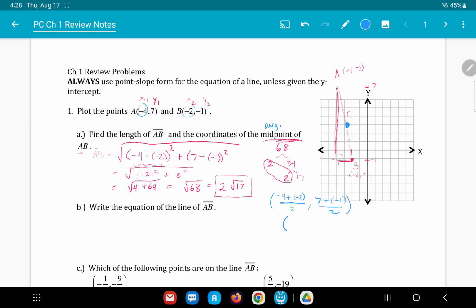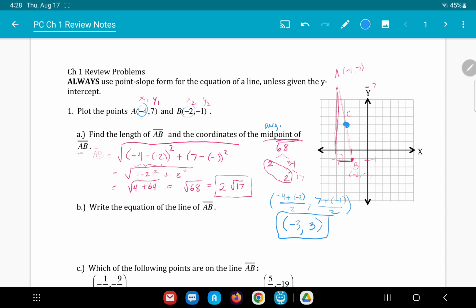So that means that my midpoint will be at -4 plus -2. That's -6. -6 divided by 2 is -3. And then 7 plus -1 is 6, and 6 divided by 2 is 3. So my midpoint is at (-3, 3), which, yeah, it's pretty spot on right there, isn't it? It's around (-3, 3). Okay, so that's going to be my midpoint. All right, so that's part 1A done.